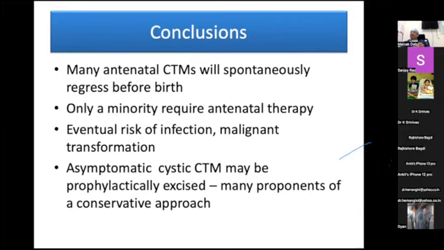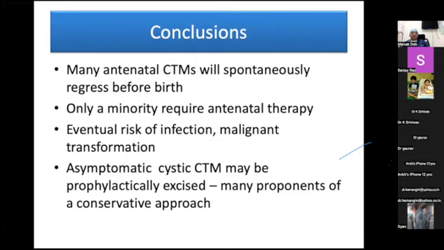So, in conclusion, many antenatally diagnosed congenital thoracic malformations will spontaneously regress before birth. A small minority require antenatal therapy, but then again, the problem is that we should have the facilities and the expertise available for antenatal therapy, and that's not just in our country. It's only a very few centers in the world that can provide safe and effective antenatal therapy for this group of patients. There is an eventual risk of infection or malignant transformation in a minority of these cases. The risks of these have to be weighed against the morbidities of surgery, and you could then tailor your management plan depending on these factors.